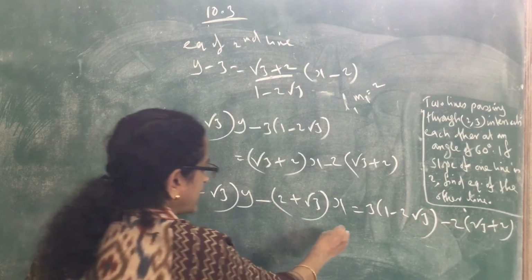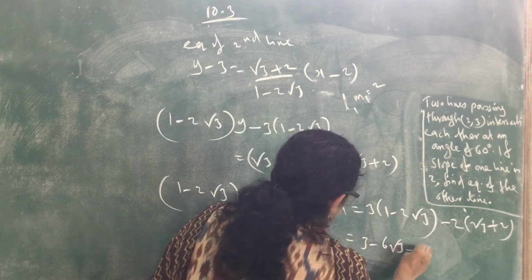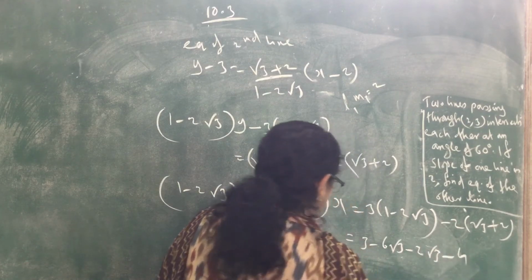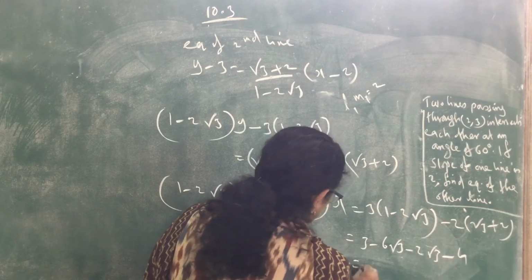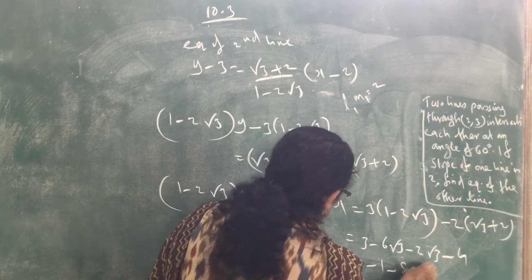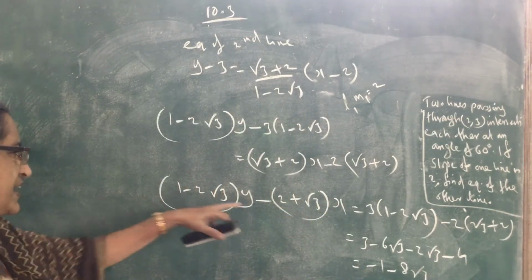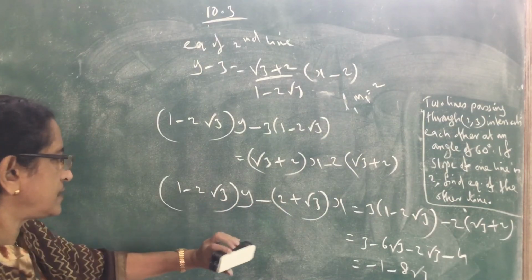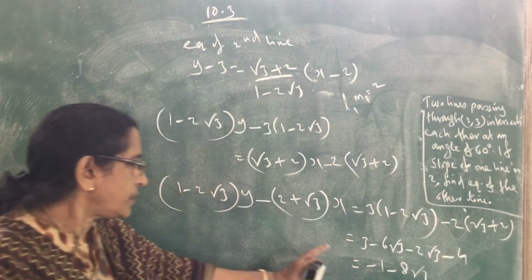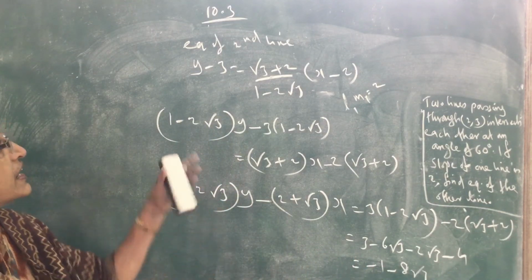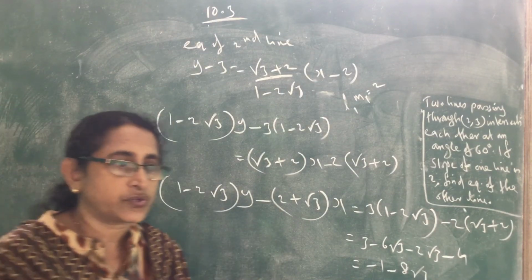Now simplify here, we get 3 into 1, 3 minus 6 root 3, minus 2 root 3, minus 4. So 3 minus 4 is minus 1, minus 1 minus 8 root 3. So now we can write the x term, y term, constant term. First we write the x term, then the y term, then the constant term. So we get the equation of the line. Similarly, consider the other case, find m, then similarly find the equation of the line. So two values we get.